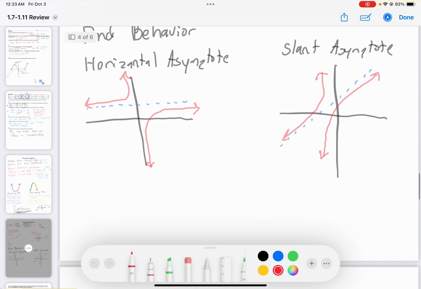Well, how do I get these? A horizontal asymptote, if the denominator is larger, so not larger, higher degree.